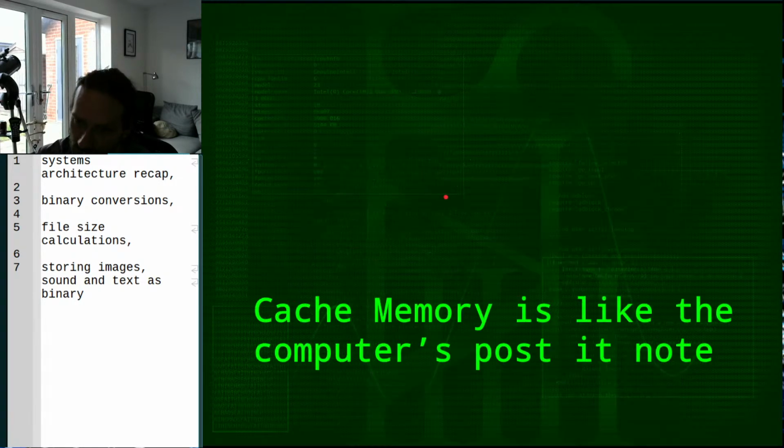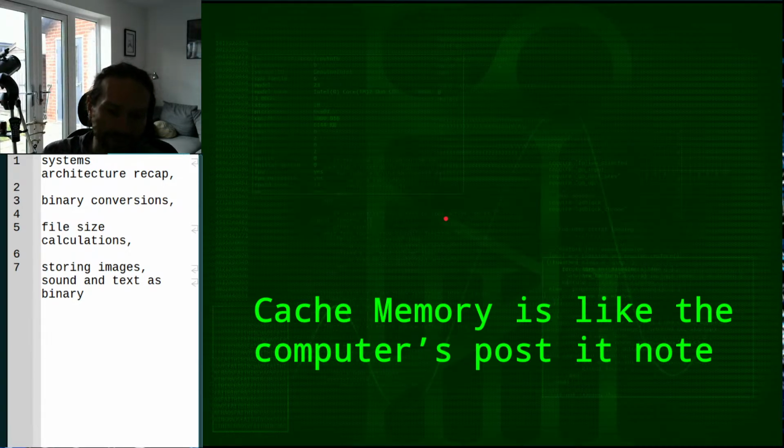I know that analogy seems a little bit strange, but it's a good way of thinking about it. If you imagine you have that book chained to the wall and that's your memory store and it's slow to get up and go and get it, if you have that post-it note, it speeds things up. Cache memory is like the computer's post-it note.